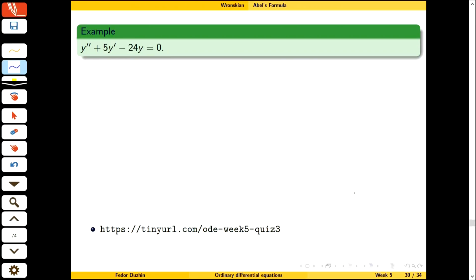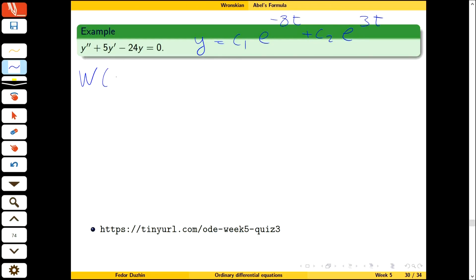Alright, so let me just clarify these theorems on this example that we already saw in this class. Recall that the general solution of this system of differential equations is C1 times e to the minus 8t plus C2 times e to the 3t. So e to the minus 8t and e to the 3t are two seemingly linearly independent solutions. So let us verify it.